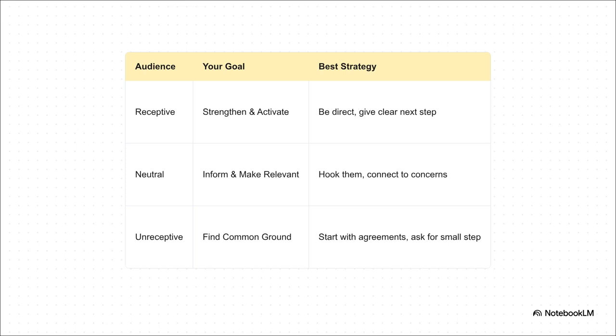Now, if they're neutral, they don't really care yet, your job is to make them care. You have to hook them by showing how this thing affects them personally. But if the audience is unreceptive, you've got to be smart. You can't just charge in. Your goal isn't to convert them on the spot. Your goal is to find one little thing you both agree on. Start there. Build a tiny bridge of common ground, and then just ask for one tiny step in your direction.